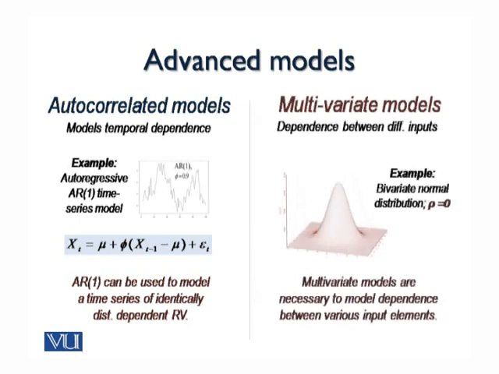And then you also have multivariate models that capture dependence amongst different random variables. It's important to see the difference here. Autocorrelated models model temporal dependence between random variables that are separated in time, but they refer to the same process. For a multivariate model, we are modeling dependence between different inputs. An example for this is the bivariate normal distribution, and there are various other models as well.